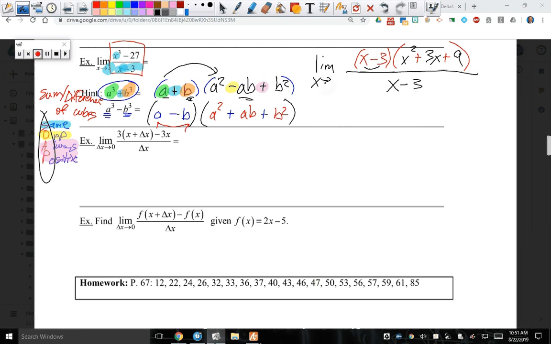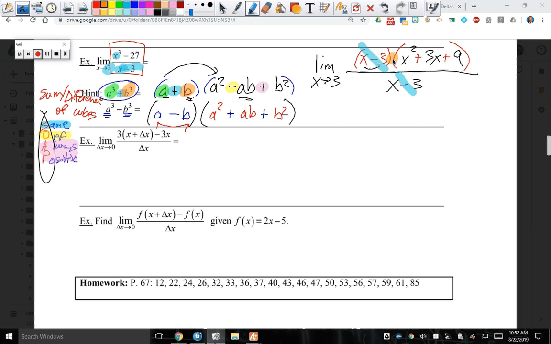This is a cancellation form of what? 1. What exists here that allows me to cancel right there? Multiplication. You cancel between multiplication, not between additions and subtractions. Okay? On a graph, what does this represent? A removable discontinuity, a hole in the graph.